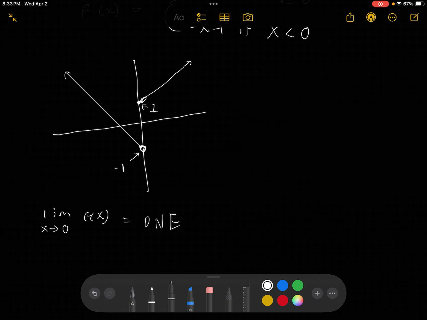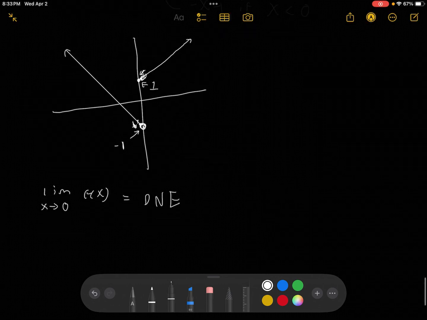However, notice that if we're just looking at approaching 0 from the right or just approaching it from the left, then both of these two limits do exist. So this brings us to a new definition of side limits.